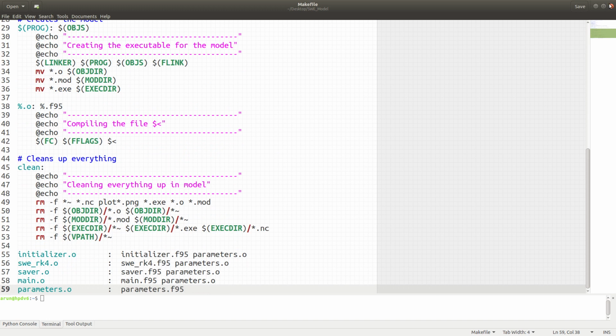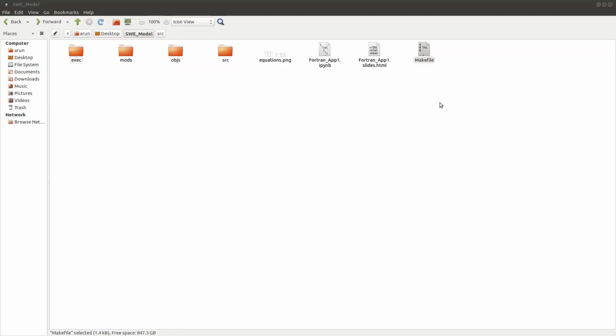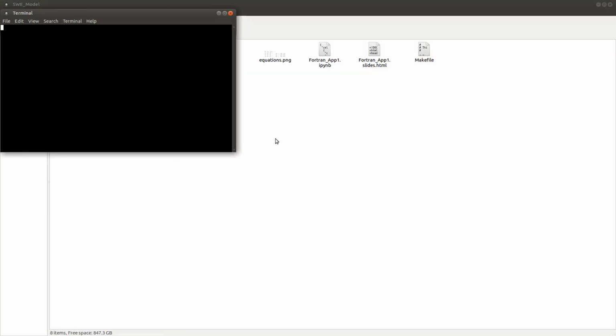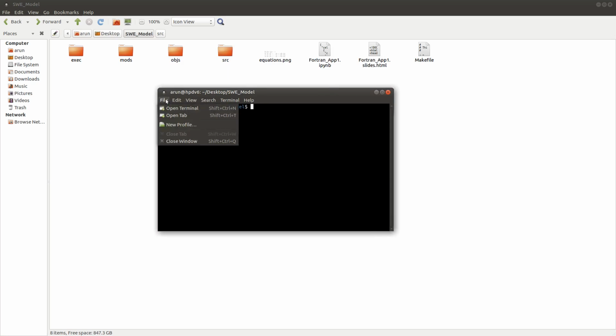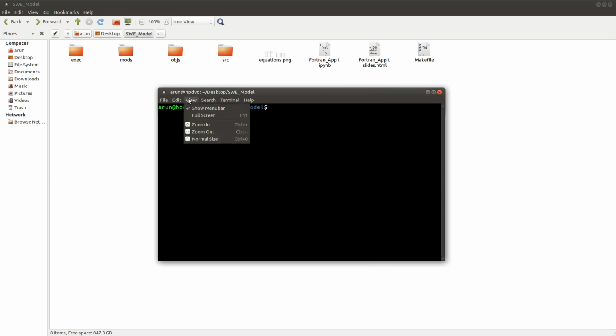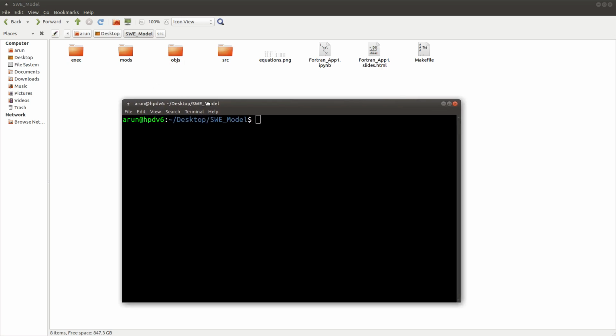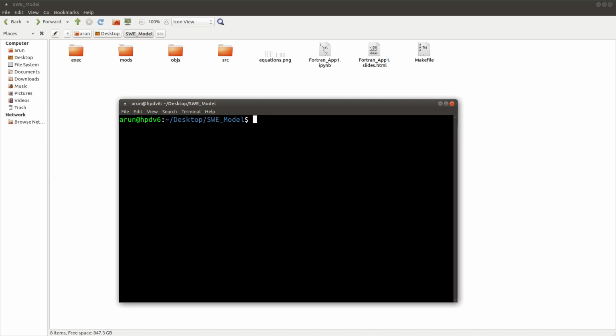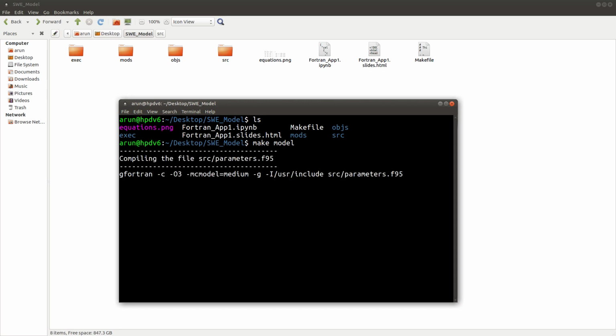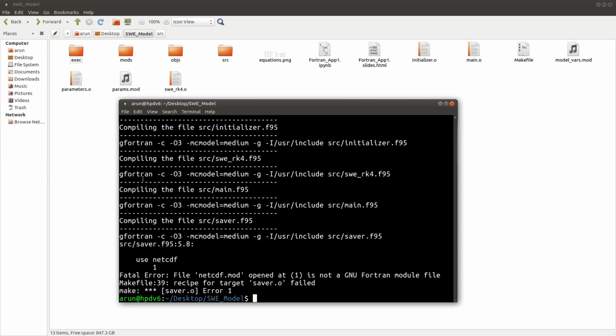So let's close this up, and then let's open up a terminal. Let me increase the size of this, zoom in a little more. I think this should be good enough. So make sure we're in the same path, and now to compile this, it's easy. Just type make model, and that will compile everything. So this will take the object files.